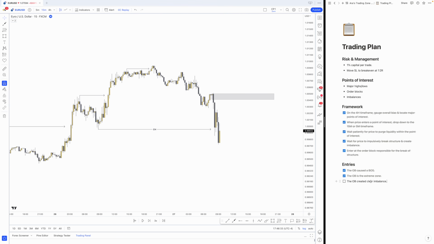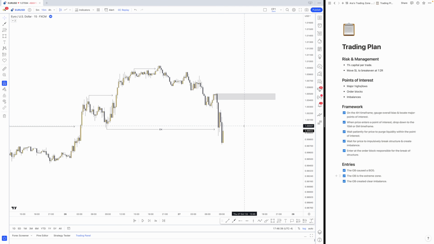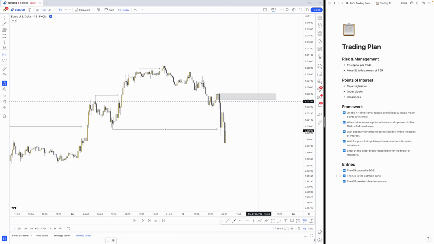The order block created clear imbalance is the next thing on the checklist. And yes, it did. As we just went over, there's imbalance right below the order block. So this looks good to enter a trade.